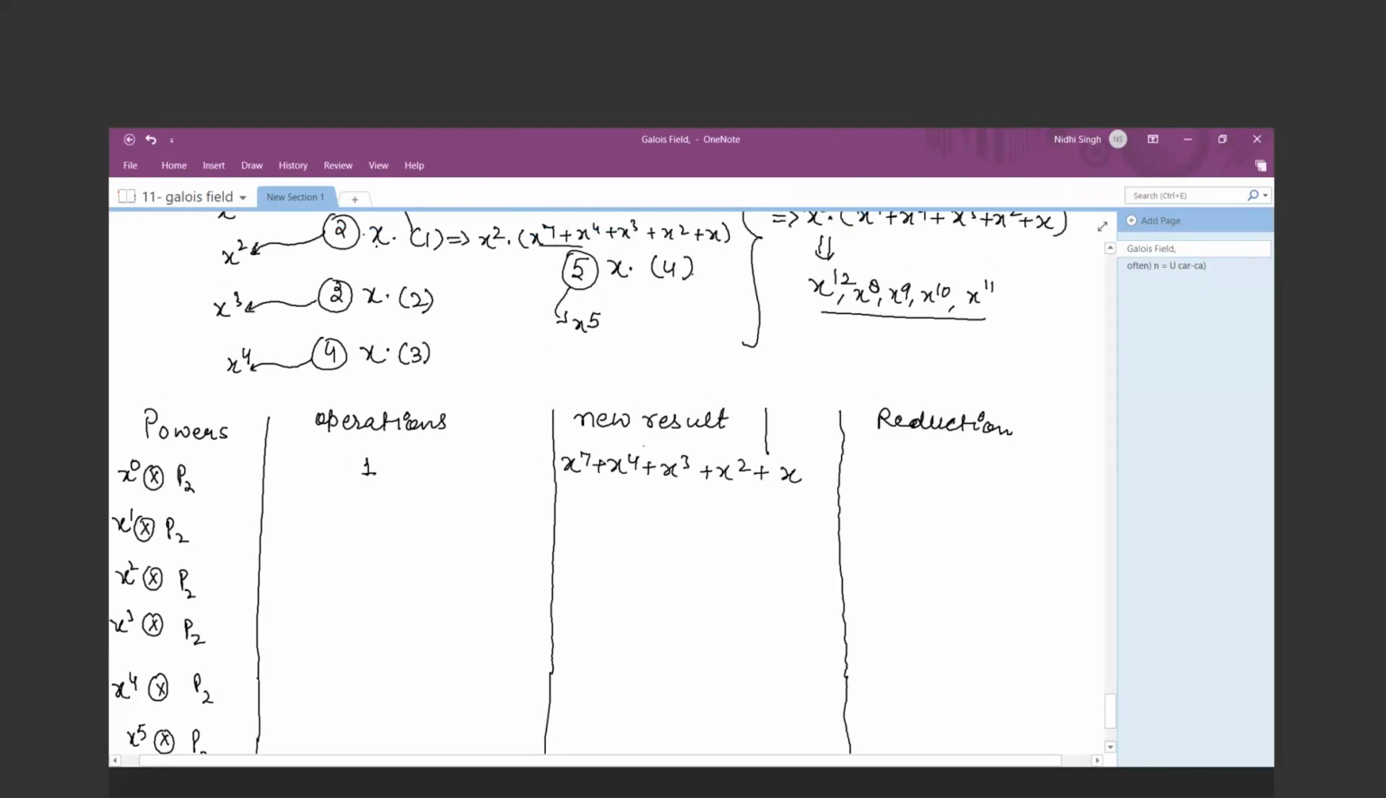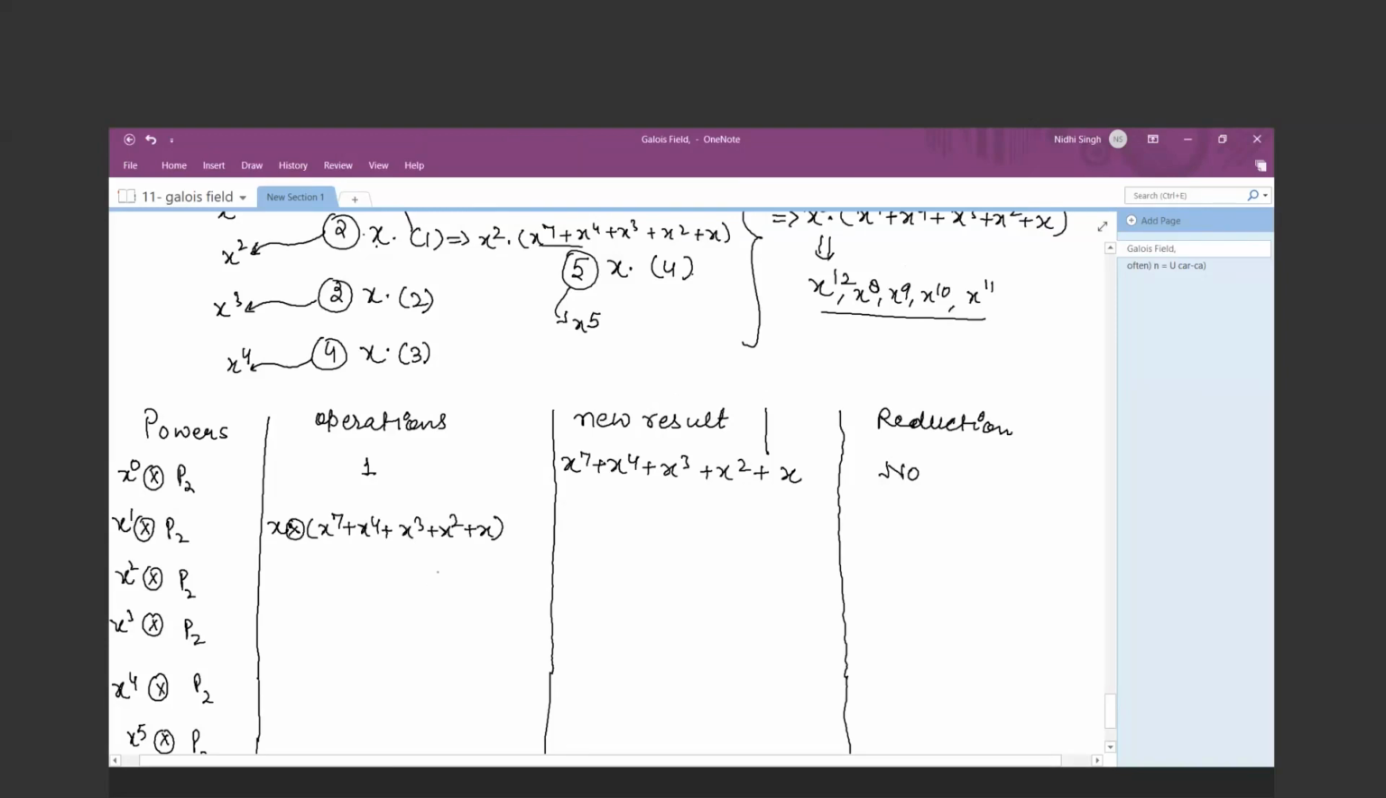So there is a need of deduction. Check from the new result. The power is not exceeding, so there is no need of deduction. Now the second operation is x to the power 1 and p2. So x to the power 1 means x multiplied by x to the power 7, x to the power 4, x cubed plus x squared plus x.